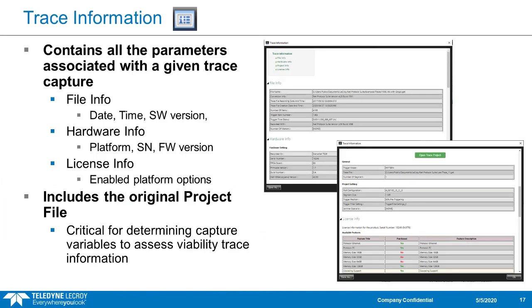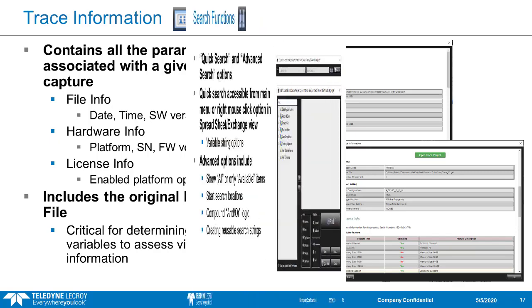Trace information is the consolidation of all physical and logical information associated with the trace capture, and includes the date, time, and version of software used. The hardware platform information, the firmware revision, and the serial number of the SierraNet, and the license information of the analyzer are also captured. Unique to the Net Protocol Suite, the original capture project is embedded in the trace information as well. The retention of the capture project allows engineers to assess the variables of the trigger characteristics and the accuracy of the trace information.